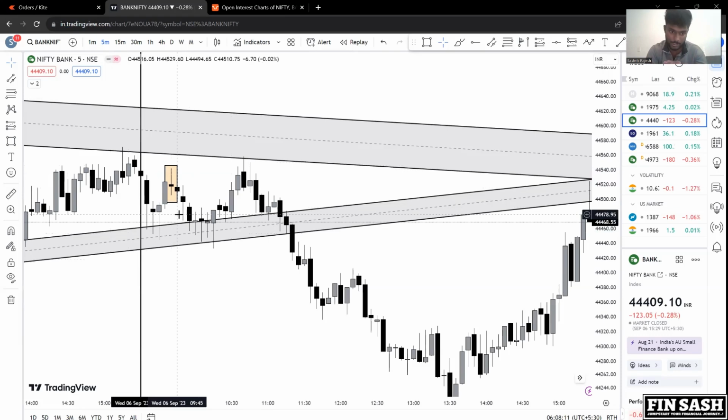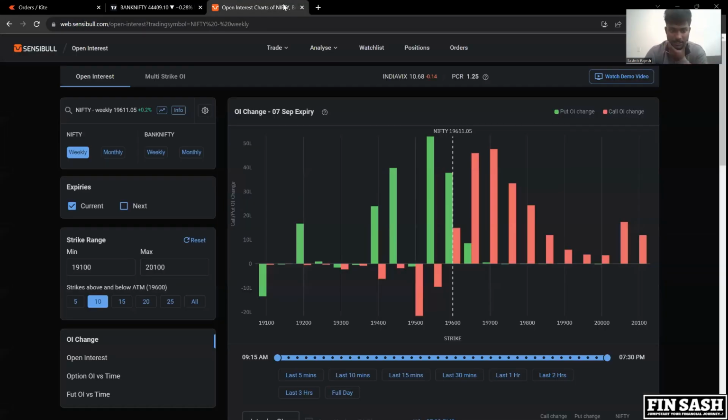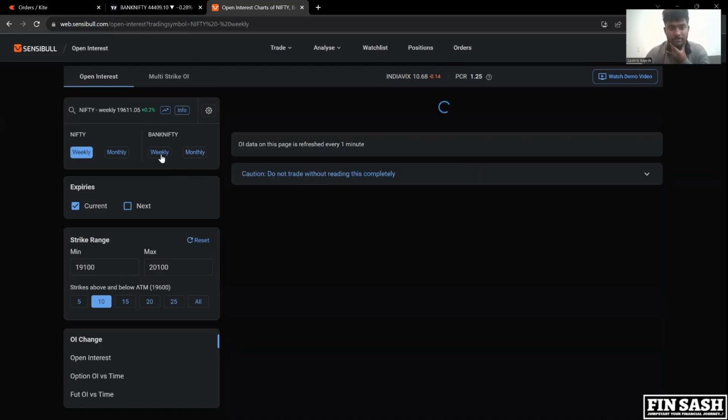So why did I think that the market's not going to go up, it's going to go down? Two things: technically and fundamentally. I'll first explain the fundamental part. If I go to open interest, this is the open interest. It's free for Zerodha users, so you guys can go check it out. Let's go to Banknifty weekly.